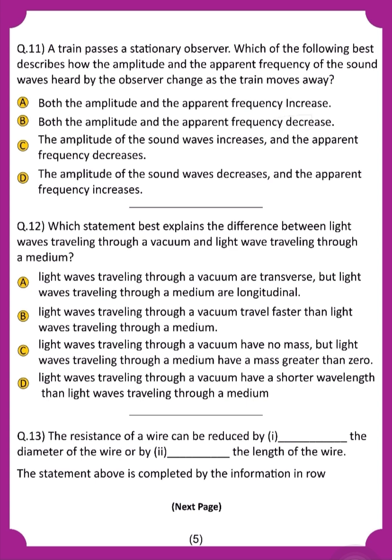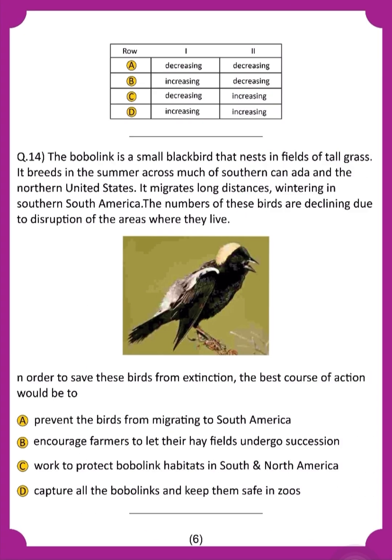Question number 12. Which statement best explains the difference between light waves traveling through a vacuum and a light wave traveling through a medium? For that, option number B is correct, because light waves traveling through a vacuum travel faster than the light waves traveling through a medium. Next, the resistance of a wire can be changed by which things? And then a statement is given over there and 4 options are given. Option number B, increasing and then decreasing.